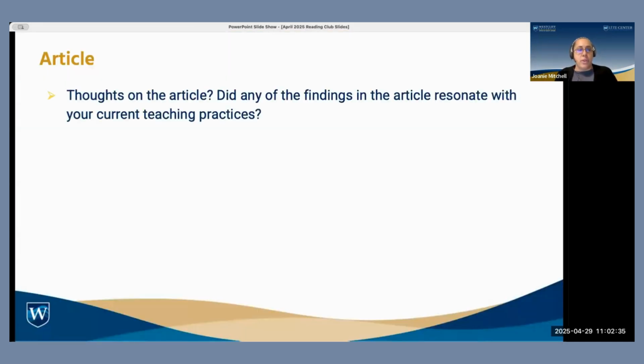But first, our article. Don't worry if you haven't had a chance to read the article. We always welcome everyone, whether or not you've had an opportunity to read it. I'm going to go ahead and pop the article into the chat right now. Okay, so you should have access to that article. Specifically, if you did have a chance to read it, what are your thoughts on the article? Were there any findings that resonate with your current teaching practices? And do you have any criticisms of the article itself?